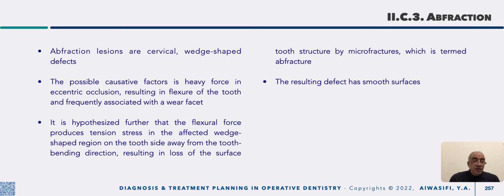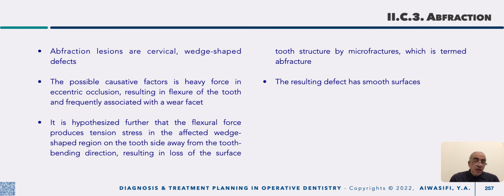Abfraction is related mainly to stress due to abnormal eccentric occlusal habits like bruxism and clenching. It results in flexion of the teeth and abfraction of the cervical enamel. That's why the lesion appears as a wedge-shaped lesion, mainly due to heavy forces, especially eccentric ones. It is related most commonly to stresses and appears as a wedge-shaped lesion due to microfracture of enamel.